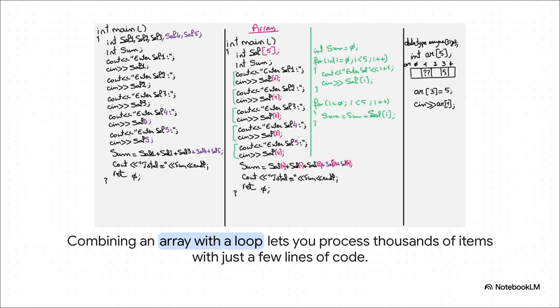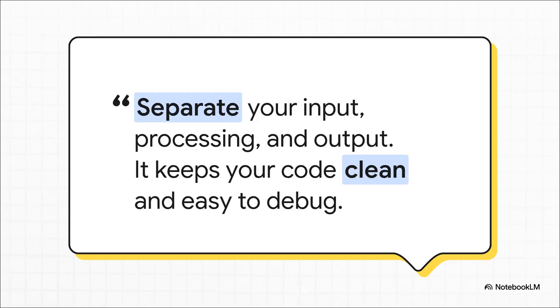And this is where the magic happens. We combine our array that's holding all the salaries with a simple for loop. That's the part that tells the computer, hey, do this action for every single item in the collection. And just like that, we can process 1,000 or even 1,000,000 salaries with just a few clean lines of code. We've solved it.